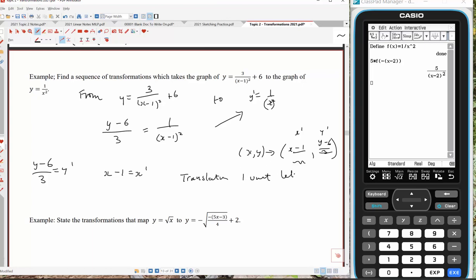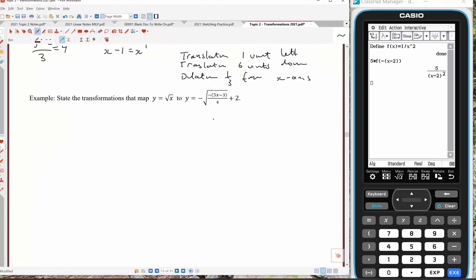1 unit left. Now, starting with y, we're going to go 6 units down, so translation, 6 units down, and it's a dilation 1/3 from the x-axis. Now, a really good thing to do would be to write those transformations in function notation, slam them into a defined version of this function here, and see whether indeed it produced the y equals 1 on x squared graph. That'd be great, because then you'd be determining the transformations, then testing the determined transformations, and really going around in circles and testing out your knowledge. So that'd be a really good thing to do.